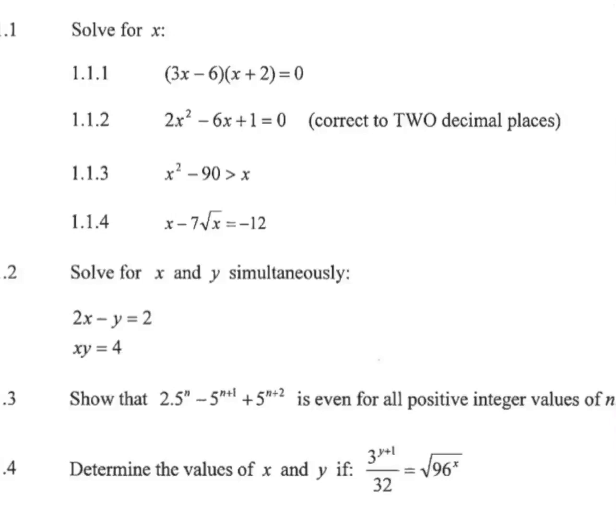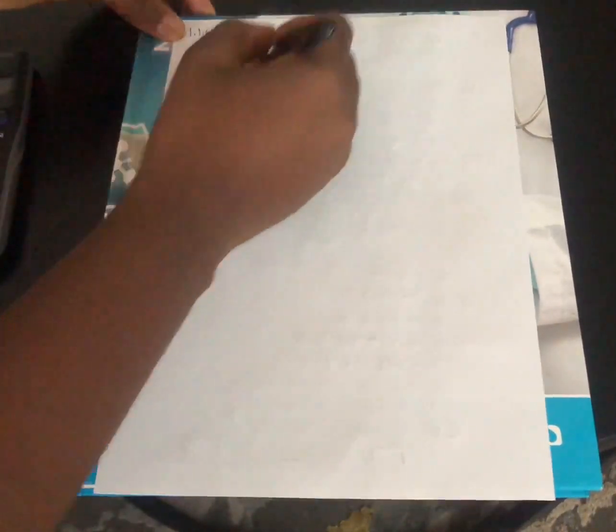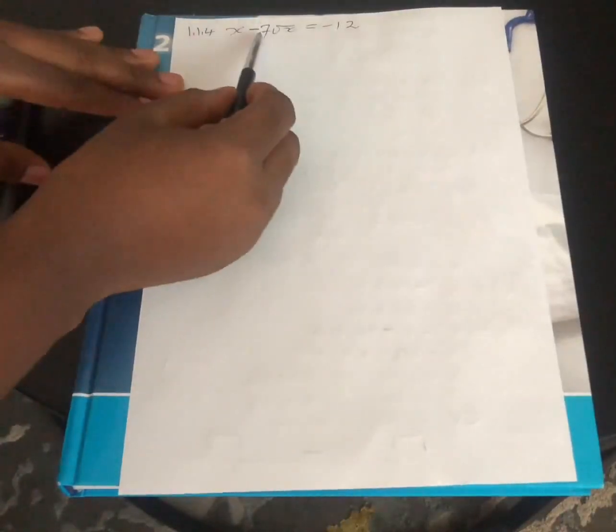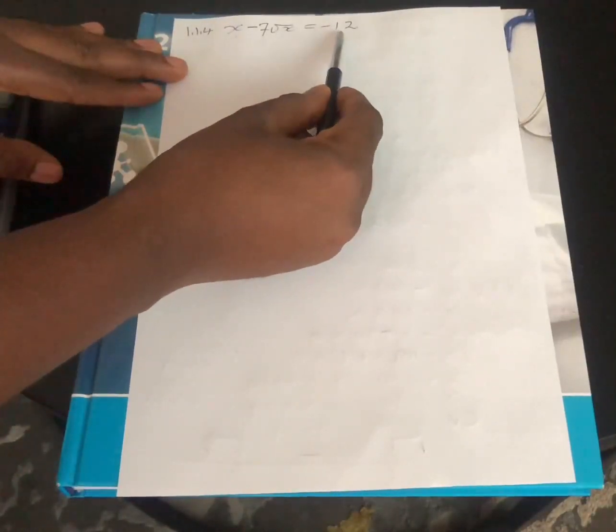1.1.4. We have x minus 7 root of x is equal to negative 12. So when you answer this one, you just have to isolate the root. That's the first thing. You isolate the root. What do I mean? I'm talking about these two. You just transpose this to the other side, to the right-hand side of the equation. Then you also transpose negative 12 to join x.